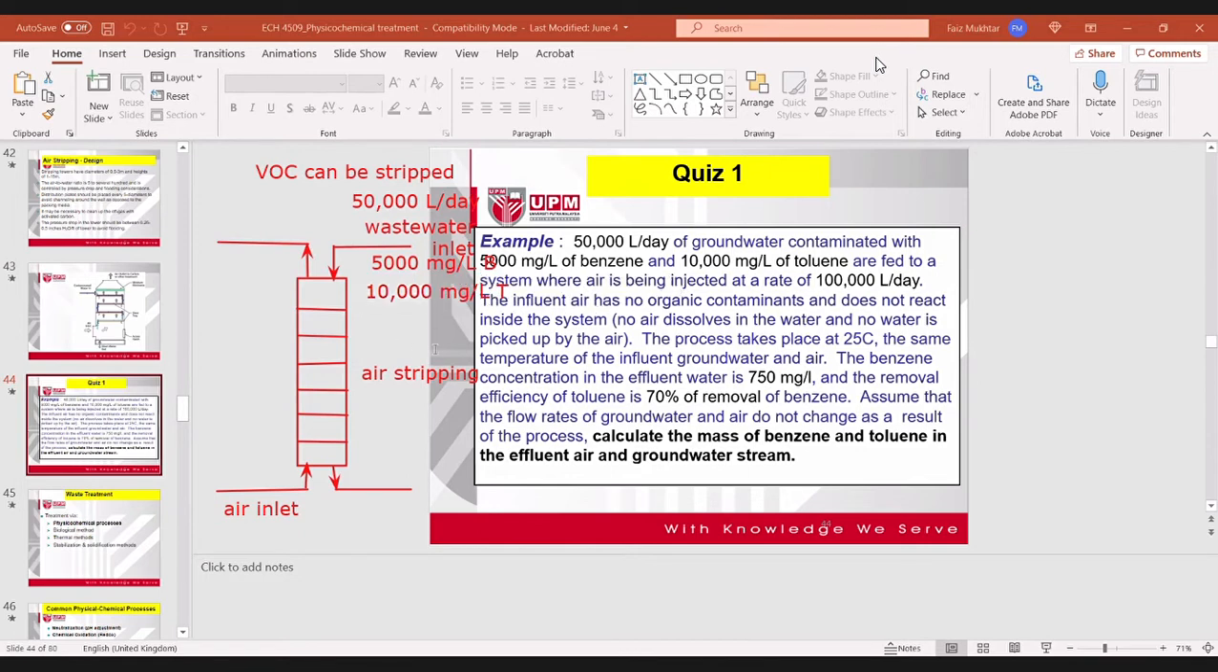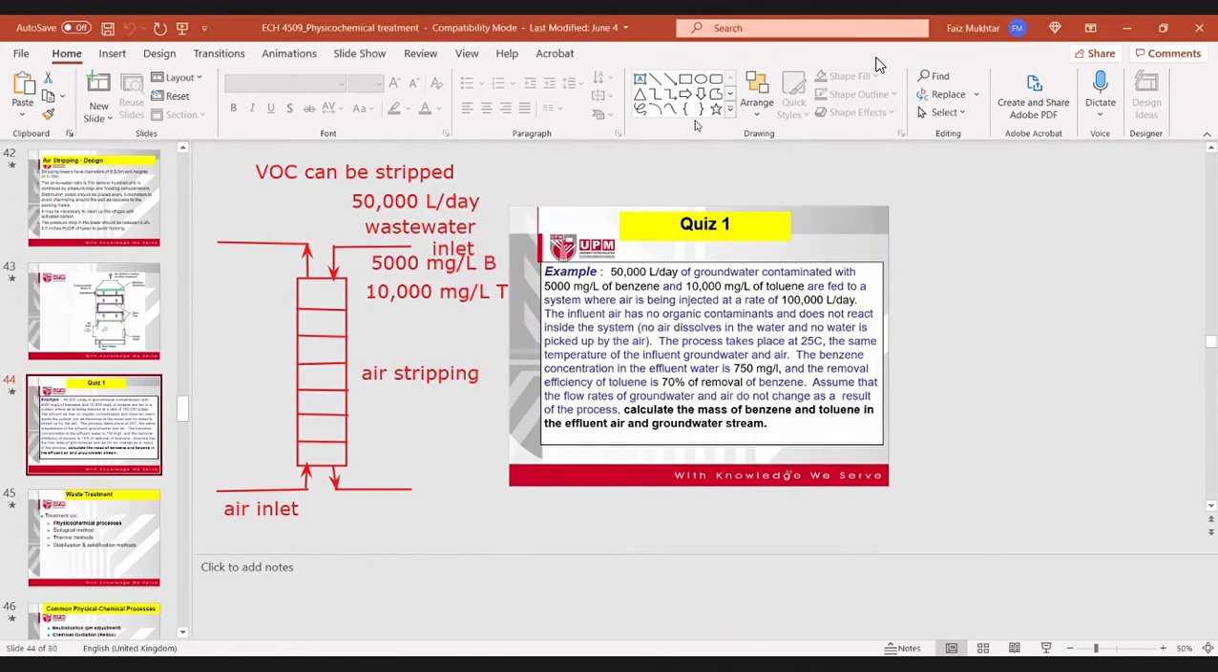Okay, so we got 5,000 milligram per liter benzene, 10,000 milligram per liter toluene. And what else? The air volumetric flow rate is 100,000 liter per day.